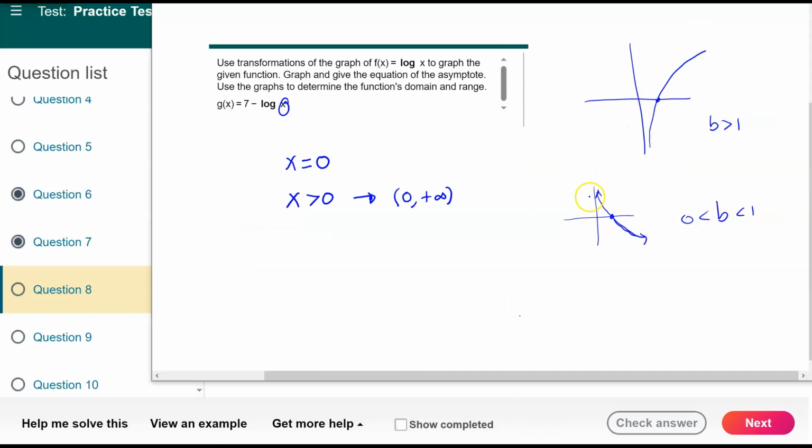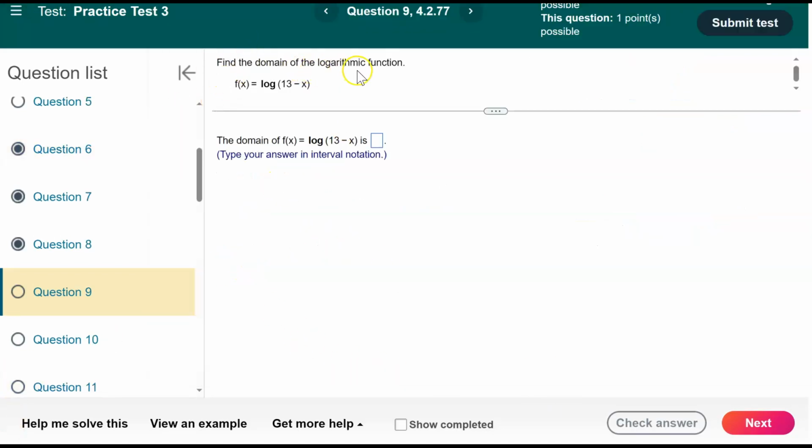Now the range is always the set of all real numbers. As you can see here, whatever the behavior is, it's always the set of all real numbers. So this is the asymptote, and this is the domain. For the range, you don't need to think about it. It's always the set of all real numbers, negative infinity to positive infinity. Now next number, find the domain of the logarithmic function. You are given here log of 13 minus x.